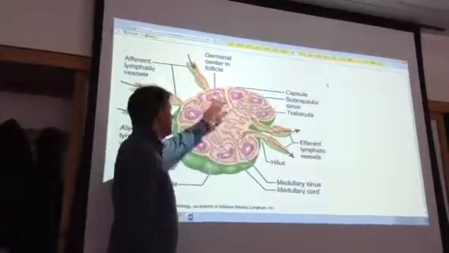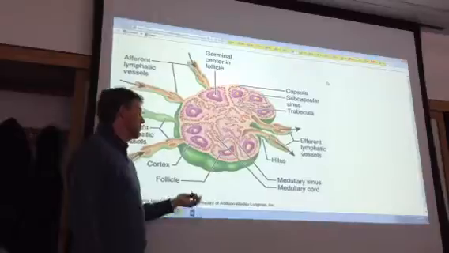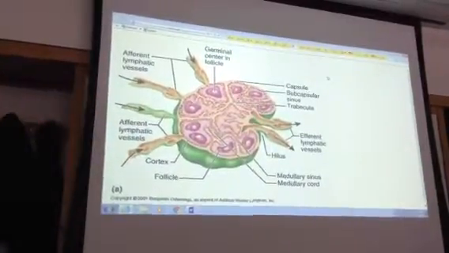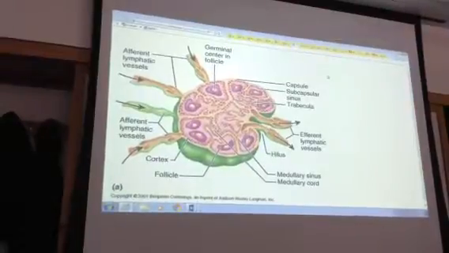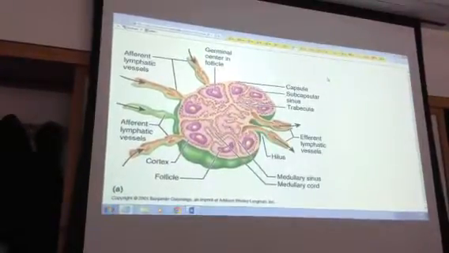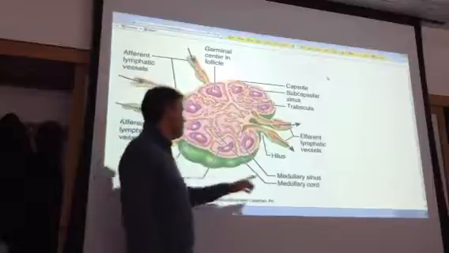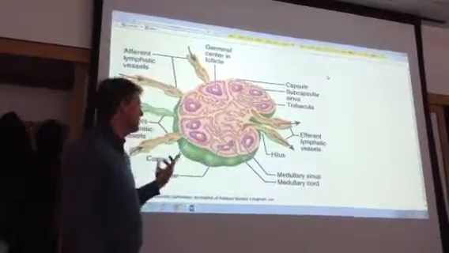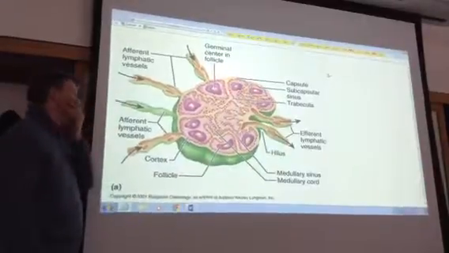So the cortex is where you're going to find the lymphatic nodules. The medulla is in the middle. You won't see the nodules in the medulla per se. You will see some lymphatic tissue there that's known as medullary cords, but they're not arranged into circles like you have in the cortex.